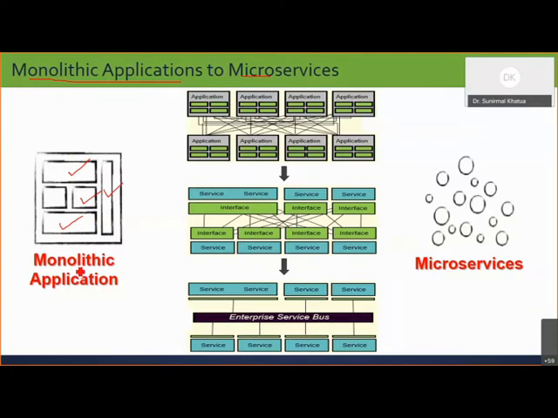But the problem with this kind of monolithic application is that when an application wants to communicate with another application, it creates a very complex interaction among the multiple applications. One application can be a database, another application can be something else. Whenever they want to interact with multiple applications in a complex cluster-based environment, the overall interaction is very, very complex, and that creates a problem in agile development.